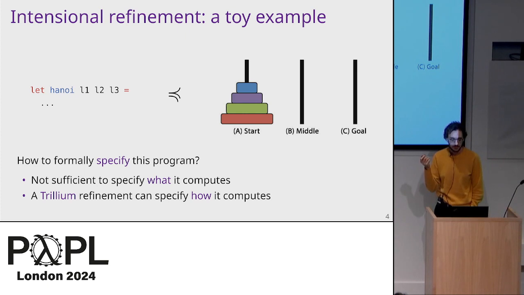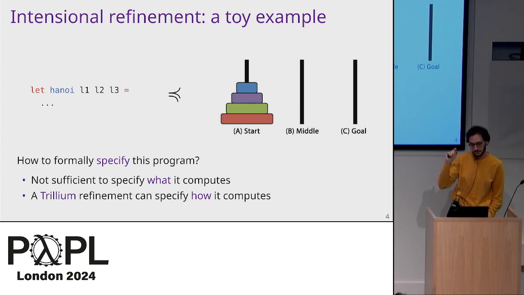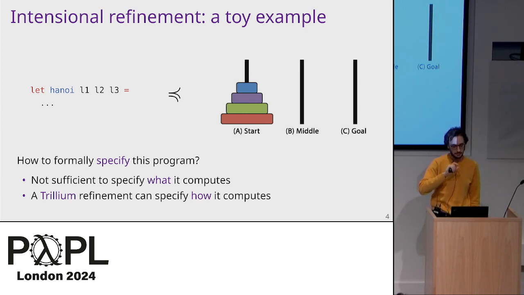So clearly it's not sufficient to just specify what it computes, because in the end it just computes a swap of L1 and L3, which we can do atomically. And if we use Trillium, we can prove the existence of what we call an intentional refinement, which guarantees that the program cannot skip any step, and has to do the exponential number of moves to reach the goal, which is not something that you can do with the usual ways of doing refinement in Iris.